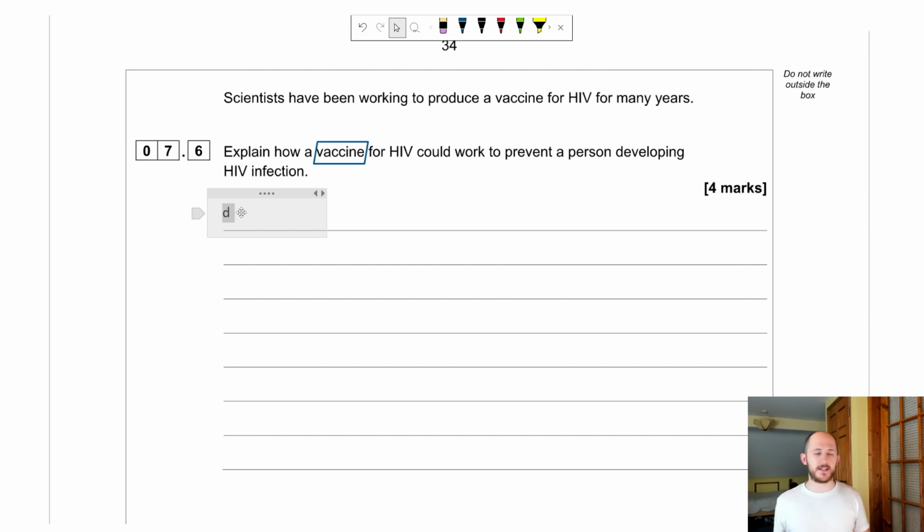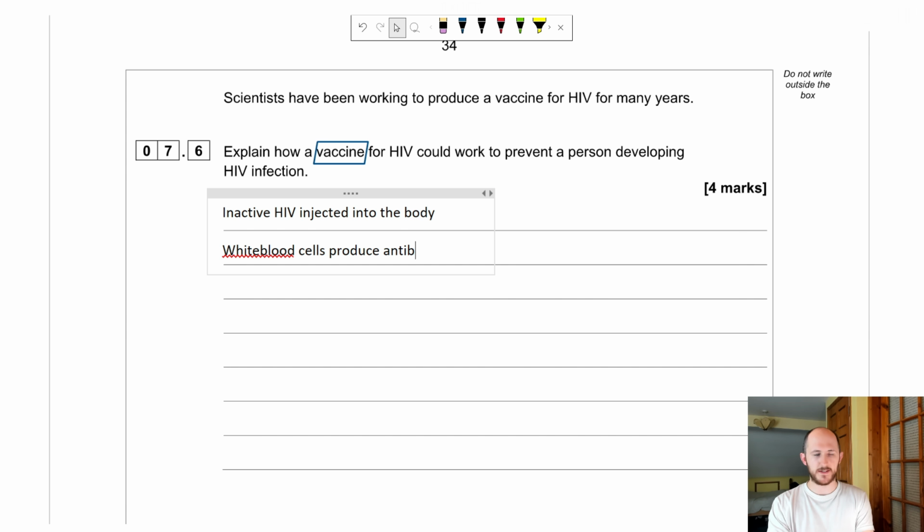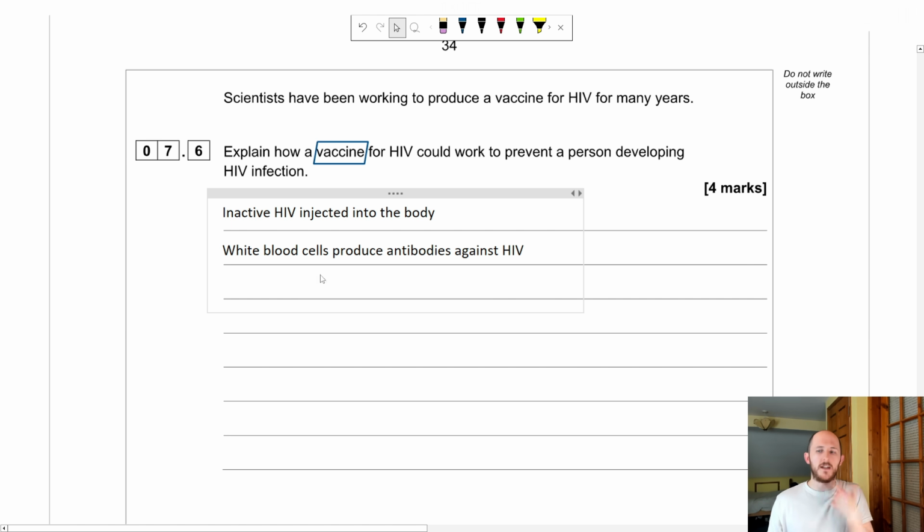So, for example, inactive pathogen is injected into the body, becomes inactive HIV injected into the body. That's it. So inactive, you can also say weakened or whatever. Inactive HIV injected into the body. Remember, HIV stands for human immunodeficiency virus, so you don't need to say HIV virus, although a lot of people do say that in real life, into the body. Boom, that's one mark. White blood cells produce antibodies against HIV. That's 2 marks. Again, normally you'd say white blood cells produce antibodies against pathogen, but because we have a named virus, we can call it that. If it was for measles, you'd say the same thing but replace HIV with measles. If it was rubella, you can replace it with that as well.